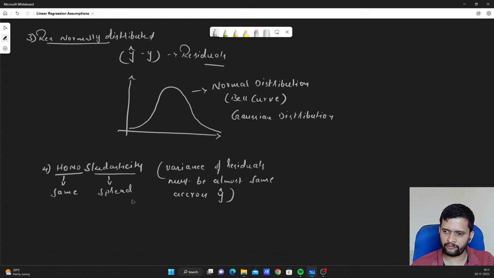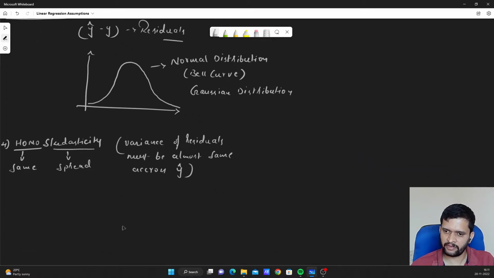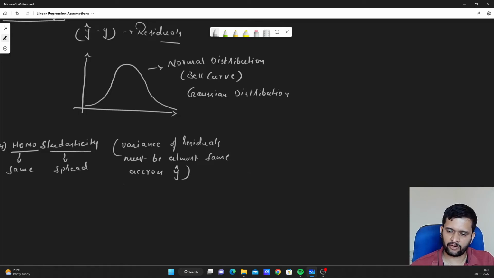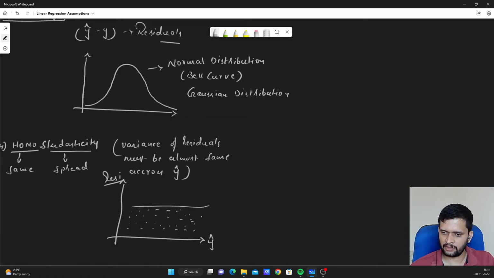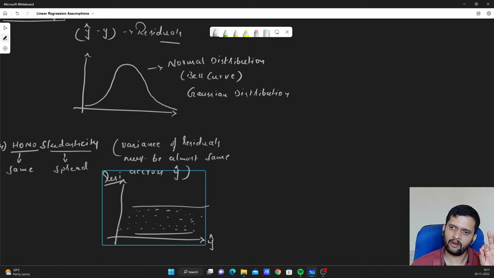So how can we check this? We can check this by plotting the residuals against our predictions. If we plot this, it should look something like this. There should be a uniform distribution of the residuals across our predicted values. So you see, it is a uniform distribution, or the variance of the residuals remains almost constant across the predicted values.